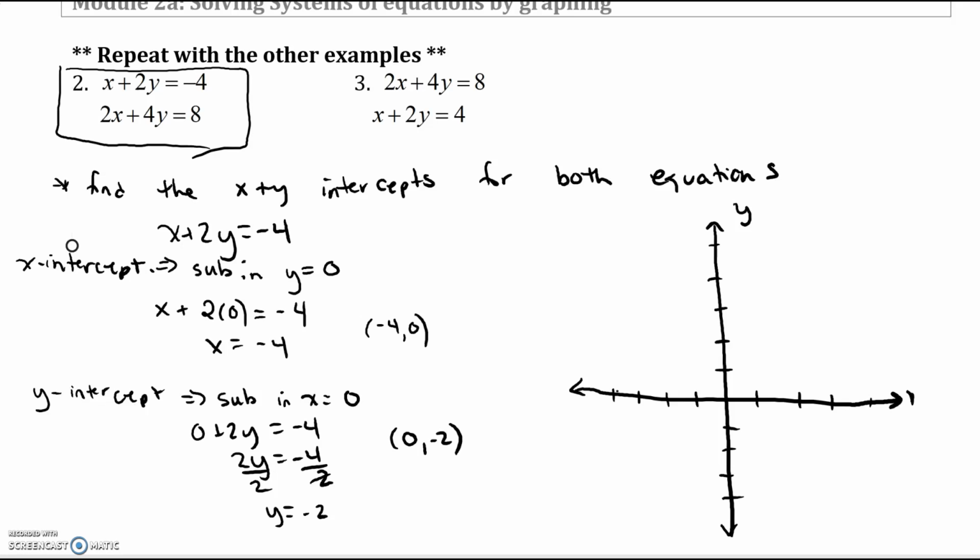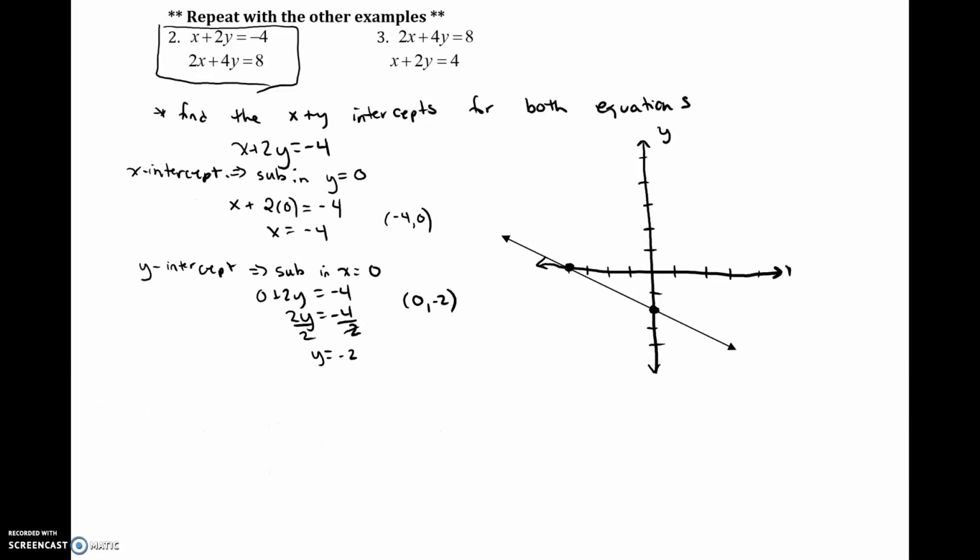So the point (-4, 0) is on our graph, as well the point (0, -2). I'm going to join those points with a line. My graph is now updated. x - 2y is equal to -4.